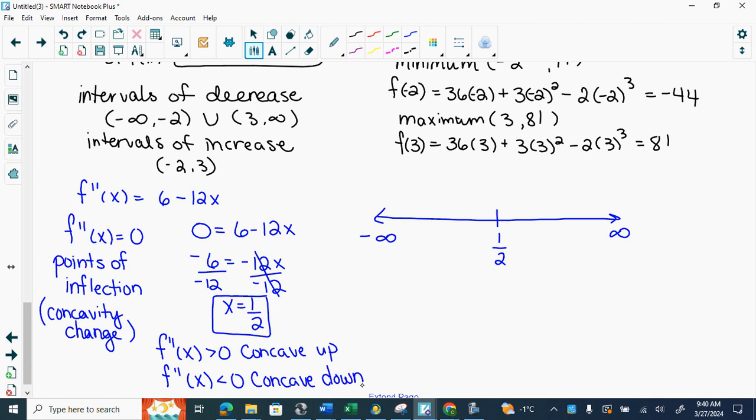So now we just have to run test points, but our test points go into which equation this time? F double prime. So we have a half, so I'm going to do test points of 0 and 1 into f double prime, which I can just put into the 6 minus 12x. This is f double prime of 0: 6 minus 12 times 0. So it's 6. So what is this? Positive, which is concave up.